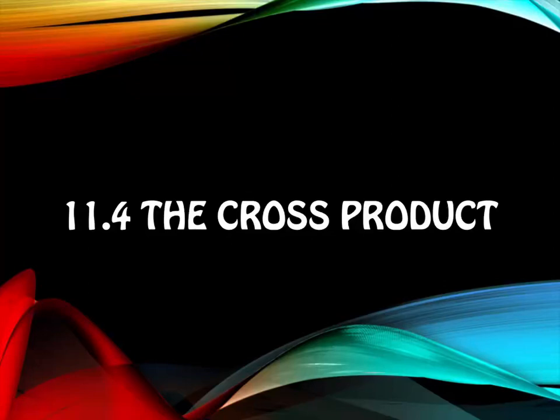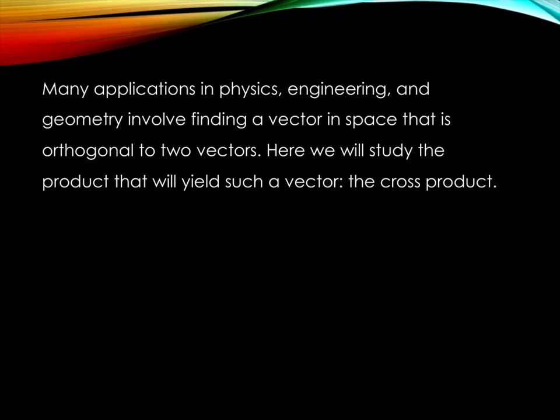All right, today we're looking at section 11.4, the cross product. This is the background for it. Many applications in physics, engineering, and geometry involve finding a vector in space that is orthogonal to two vectors. Here we will study the product that will yield such a vector. It's called the cross product.